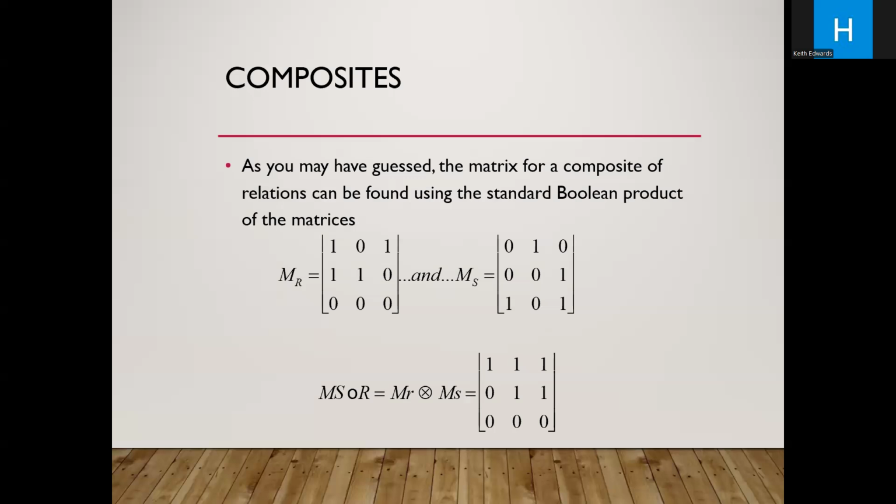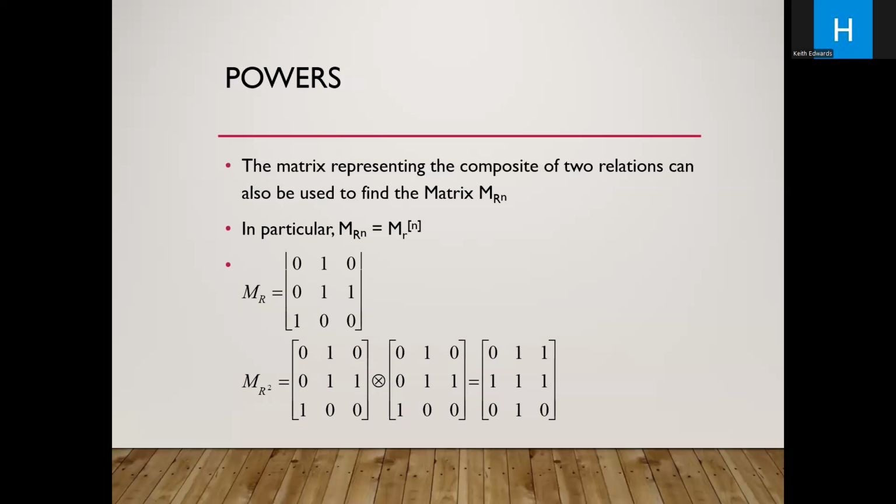As you may have guessed, the matrix of a composite of relations can be found using the standard Boolean product of the matrices. So if you want to do a composite grouping of M_R and M_S in this case, then you would do the standard Boolean product, which is equivalent to or closely related to matrix multiplication. And you would get the result down here in this example.